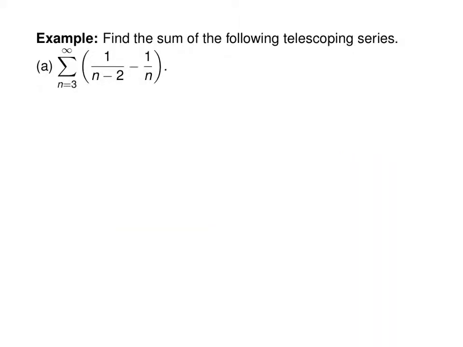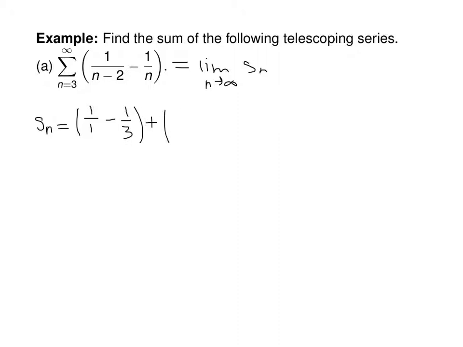The other series that we could also find sums of are telescoping series. And how we do that is we find the expression for the partial sum s sub n, and this is equal to the limit as n goes to infinity of that partial sum s sub n. So s sub n, first we plug in 3, we'll have 1 over 1 minus 1/3.